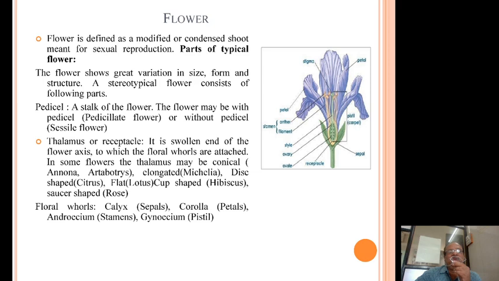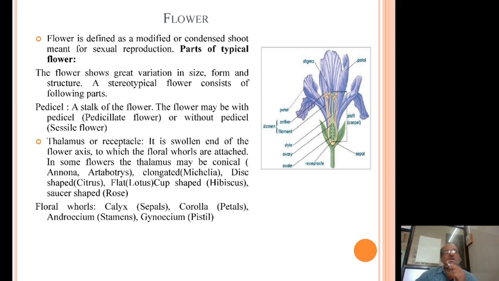Lotus, now it is very rare in our area, so you may not have observed it, has a flat thalamus. Hibiscus, that is very common. If you dissect it, you will observe a cup-shaped structure, that is a cup-shaped thalamus. And in rose, it is a saucer-shaped structure.